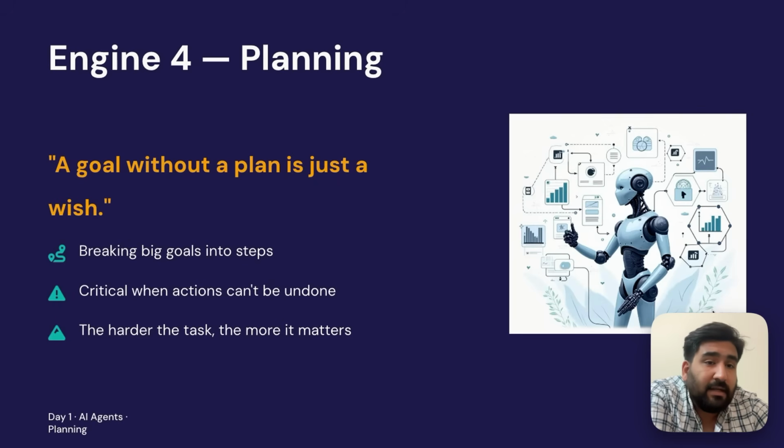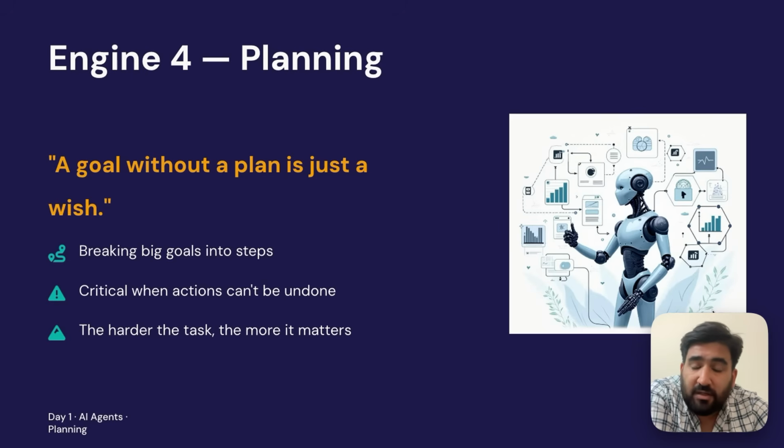Now planning, look at the headline of the slide. A goal without a plan is just a wish. This is not just a motivational quote, okay? You would see on someone's Instagram. It is literally how agents work under the hood. If you give an agent a complex goal but no ability to plan, it just thrashes around making random moves that do not even connect to each other, okay?